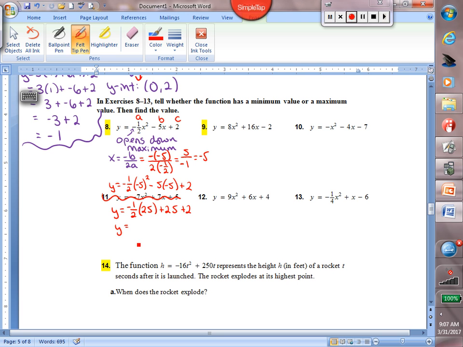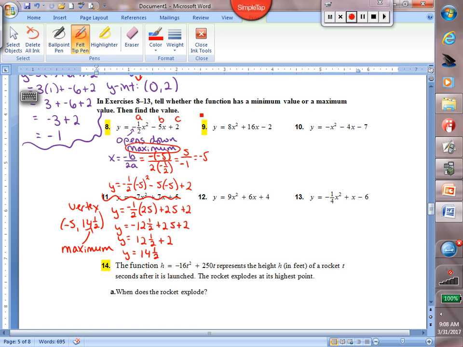Now I know half of 25 doesn't work out to be the greatest number in the world, but it doesn't work out to be too bad. It's just negative 12.5. Negative 12.5 plus 25 is 12.5. So our y value is 14.5. And that's okay that we have a fraction for our y value. So our vertex would be negative 5, 14.5. We already talked and said this would be a maximum value. And it's always the y value at the vertex will be the maximum.